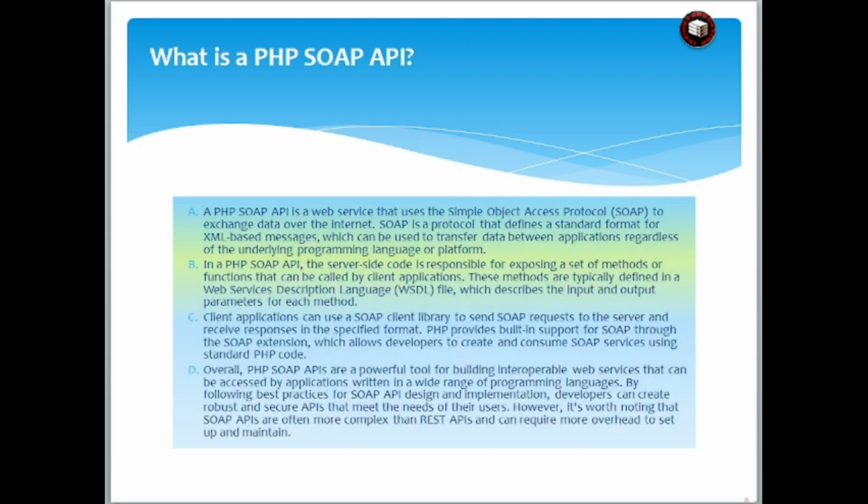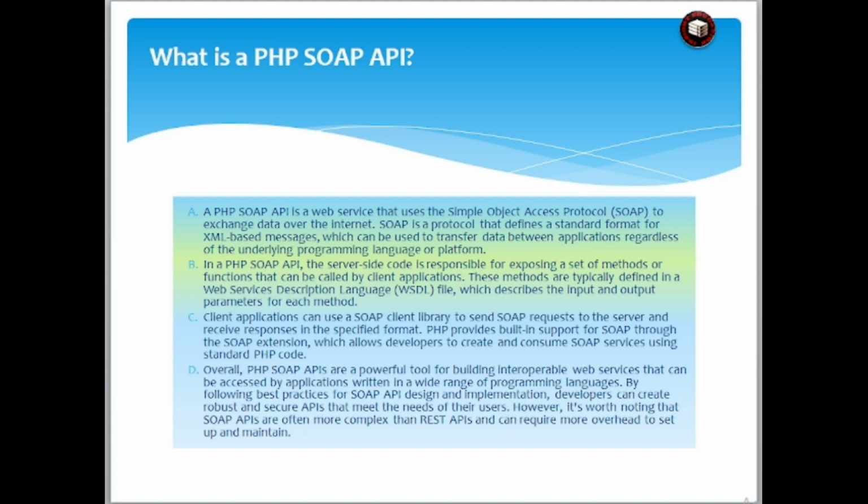Next, PHP SOAP API. What is a PHP SOAP API? A SOAP API is a web service that uses the Simple Object Access Protocol to exchange data over the internet. SOAP is a protocol that defines a standard format of XML-based messages which can be used to transfer data between applications regardless of the underlying programming language or platform.